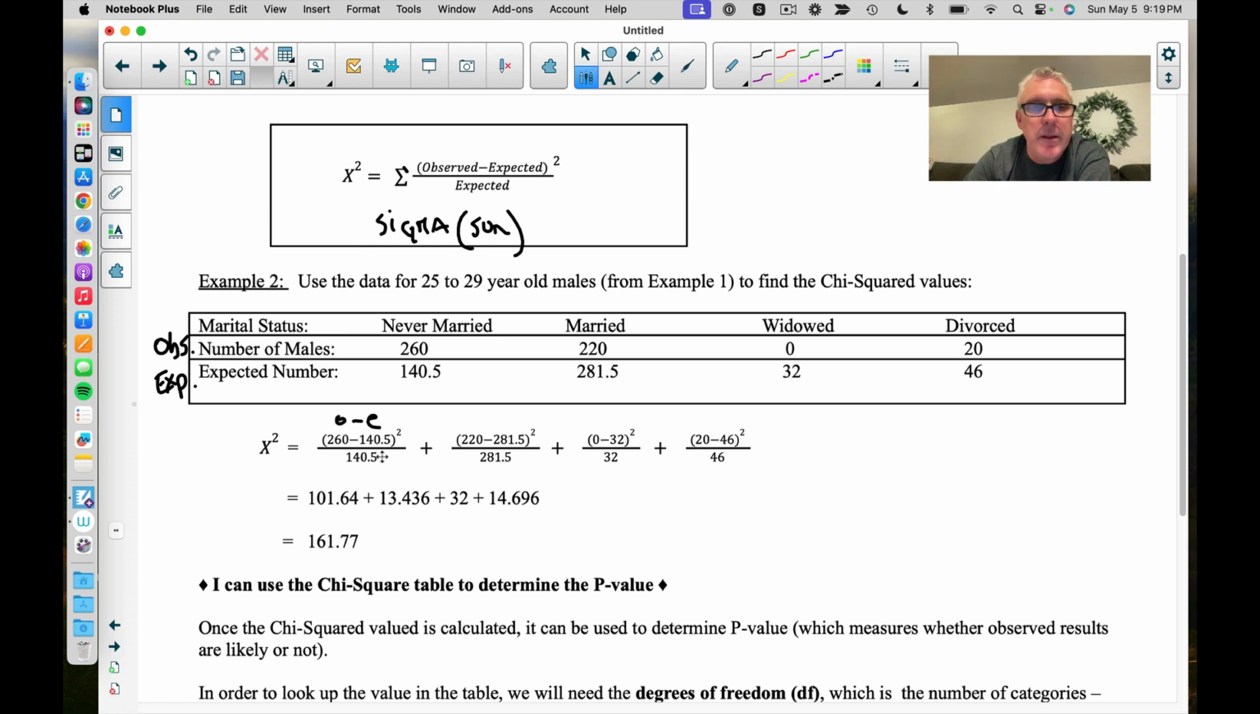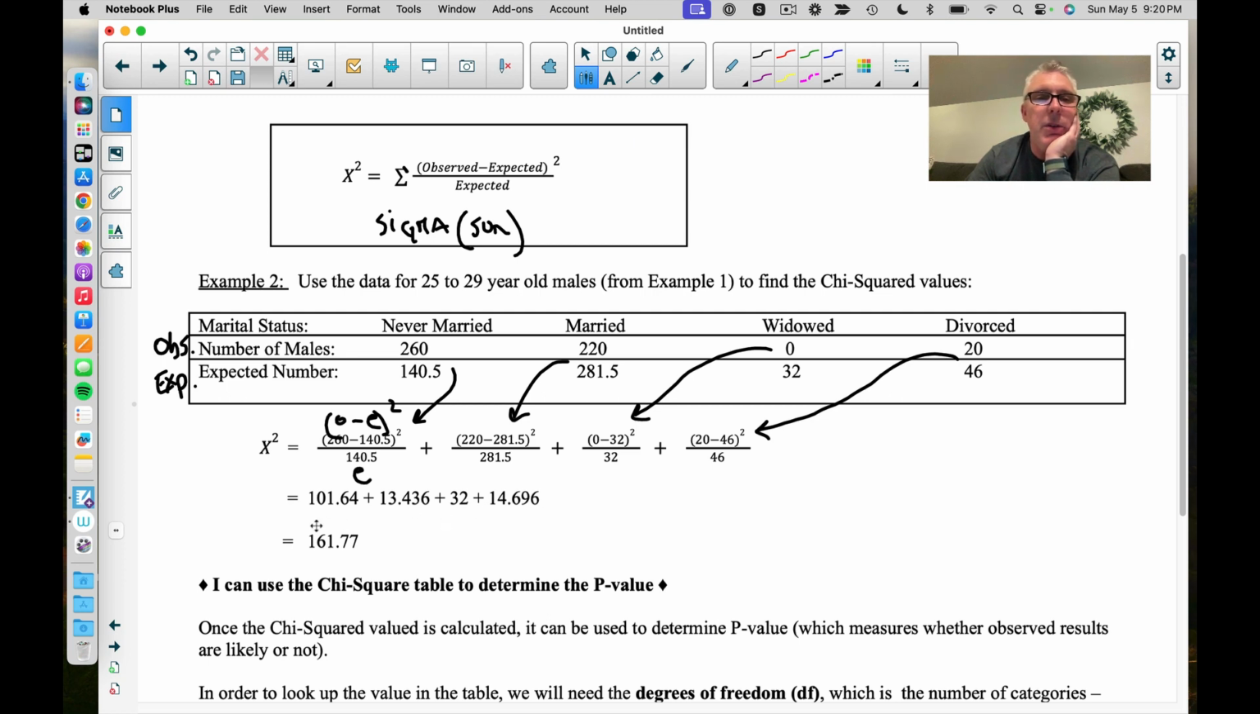minus expected, squared, divided by expected, and I do that for the never married, boom, those are the numbers there. Here's my married numbers. Here's my widowed numbers. And here's my divorced numbers. You'll type all these out. You can do one at a time. You can do them all together. Just be careful. Make sure you have the parentheses around those numbers in the numerator on top.